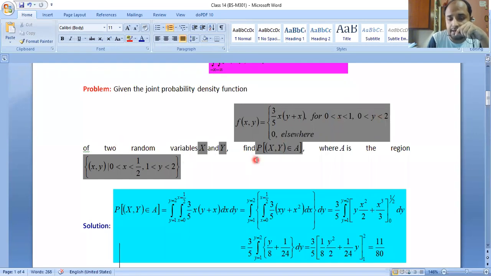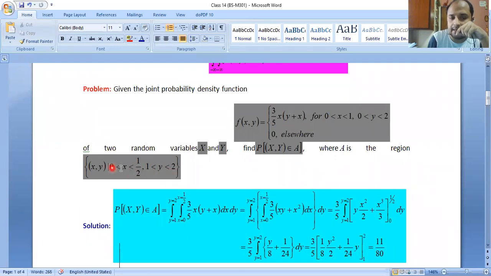We are supposed to find the probability that capital X comma Y, this pair of random variables, takes values from a region which is denoted by capital A. What is that region? The region capital A has been defined here. It is the set of all two-dimensional points on the XY plane, a collection of all the points of the form x comma y, where x lies between 0 and half, and y lies between 1 and 2.